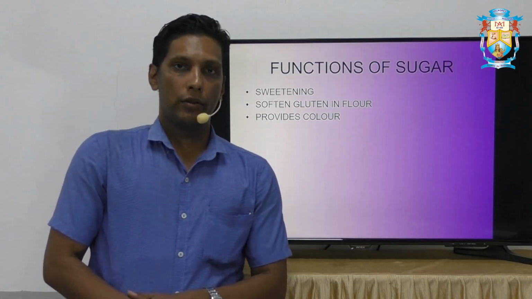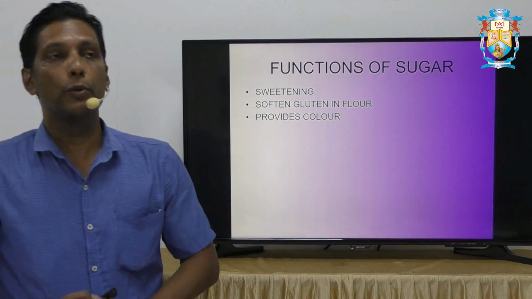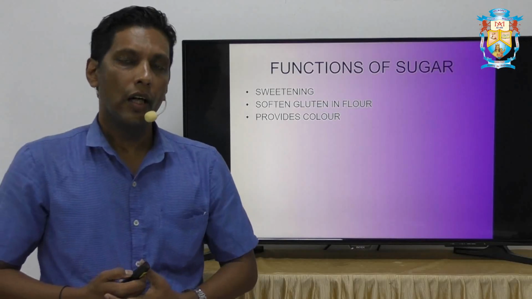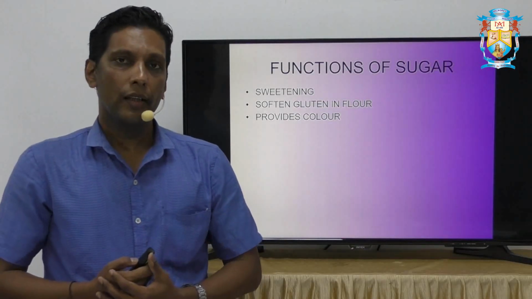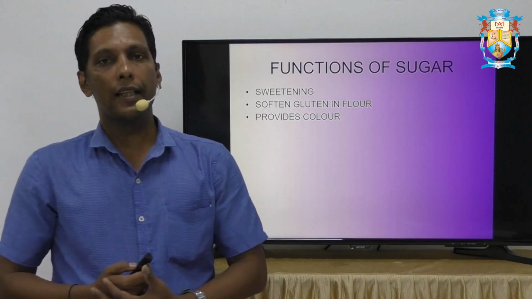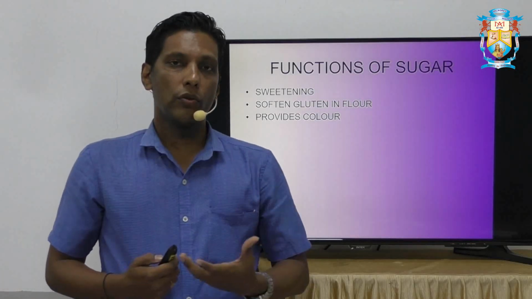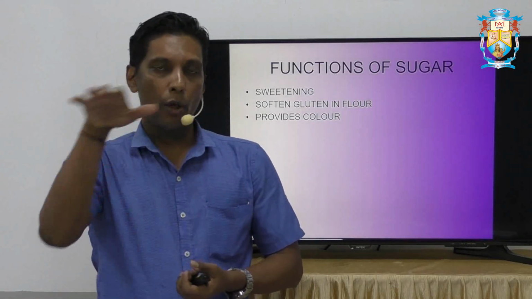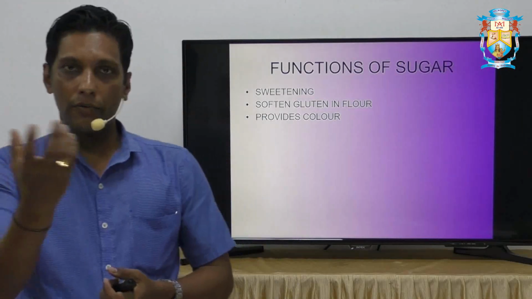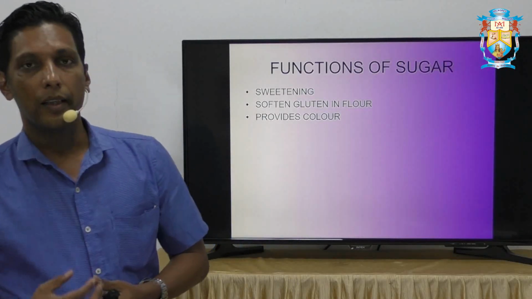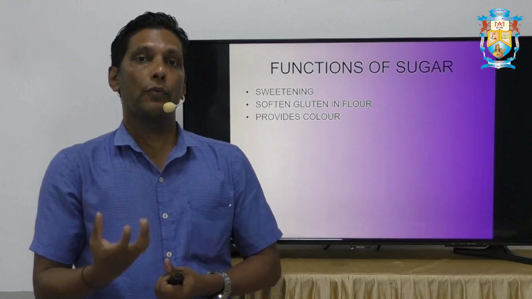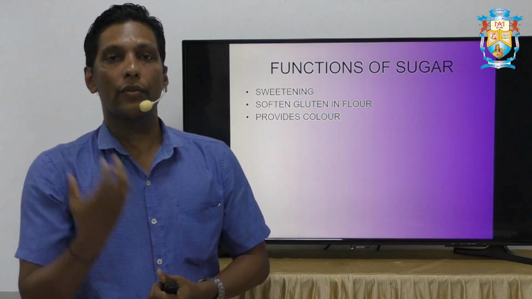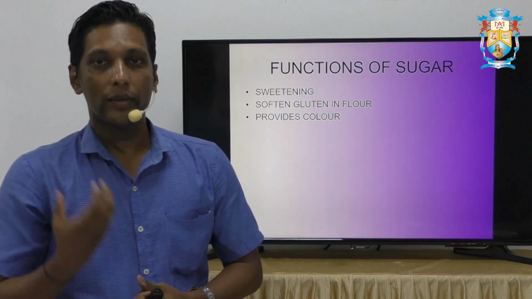It provides color to the food. When you make some kind of sweet dish, a bakery dish, or a pastry like a Danish pastry, you might have seen how wonderful it looks. The top layer of the Danish pastry comes with sugar caramel, so it gives a color. Caramel is the heating, the burning of sugar. That is called caramel.